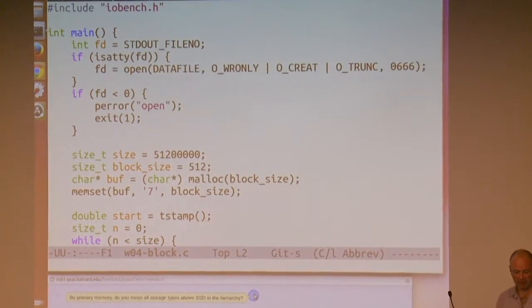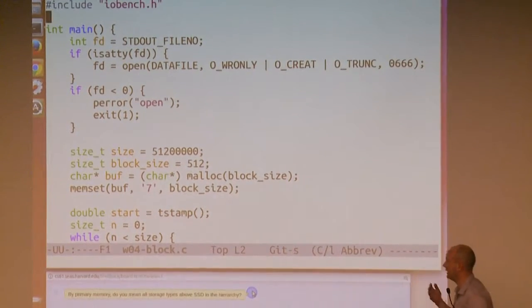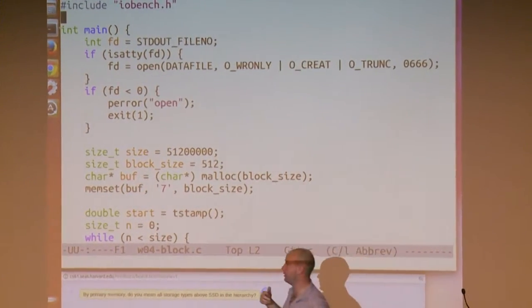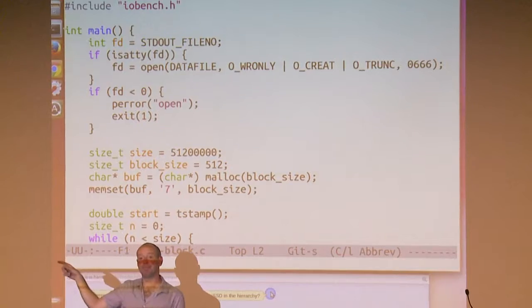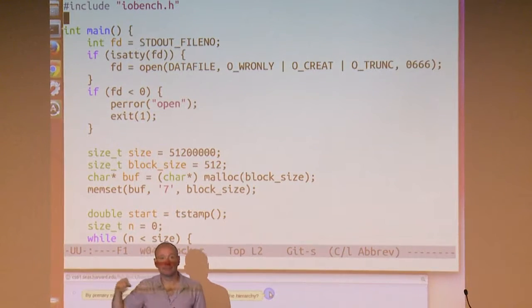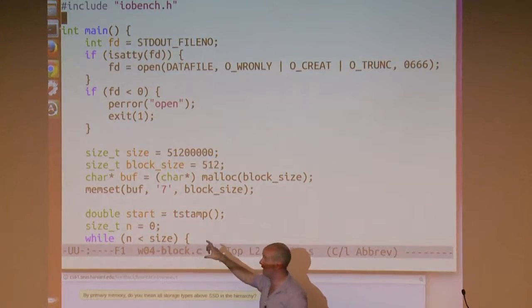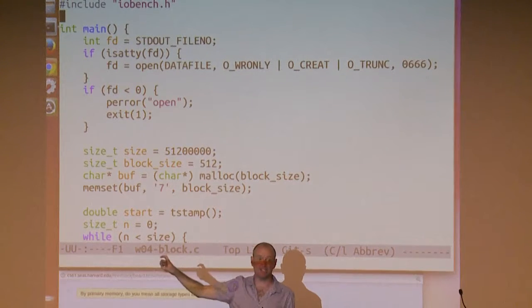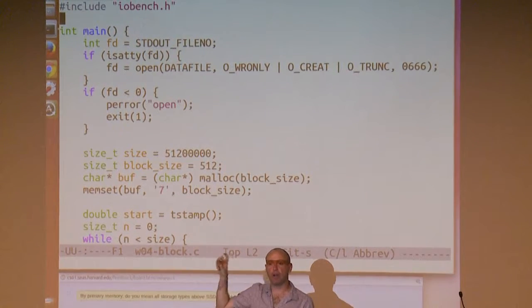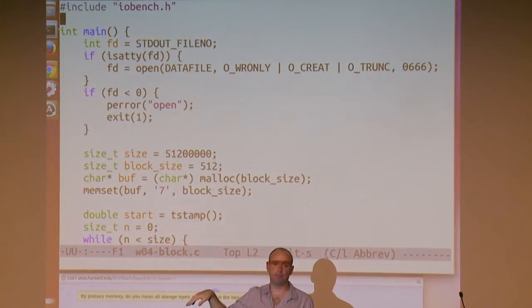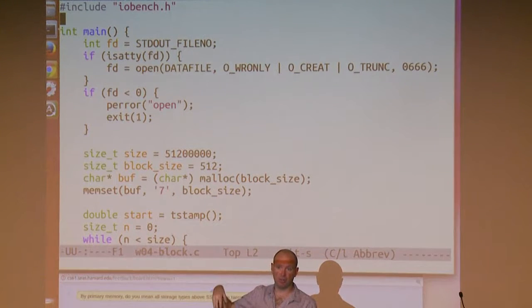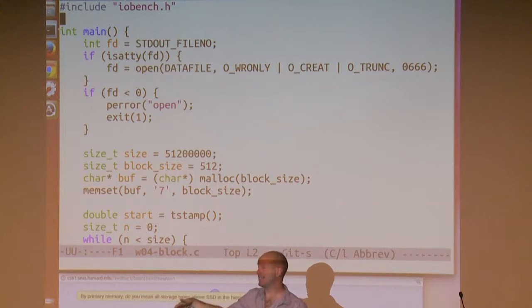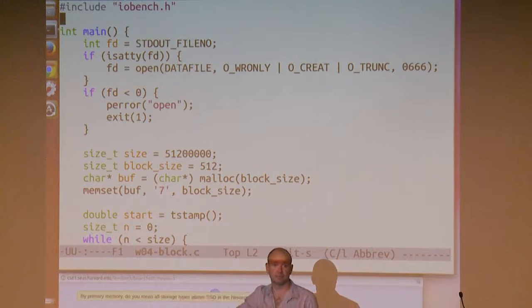By primary memory, do I mean all storage types above SSD in the hierarchy? The term primary memory refers to DRAM. So the L1, L2, L3 caches above that are a coherent cache of DRAM. So in general, when an instruction accesses memory, it looks like it's accessing primary memory, namely DRAM, but that access is going through the other caches.